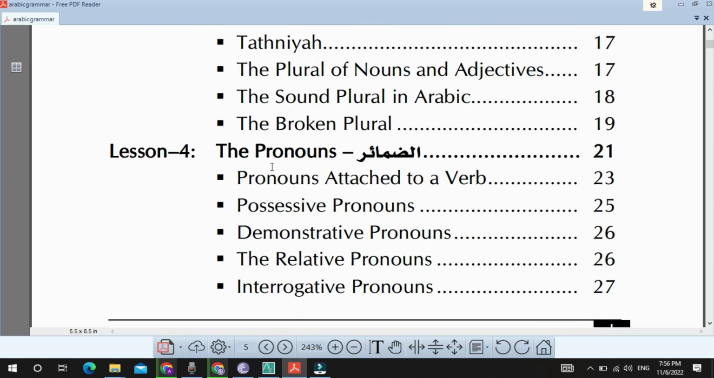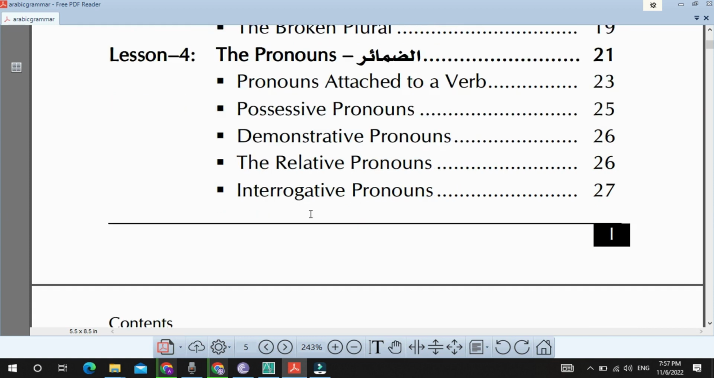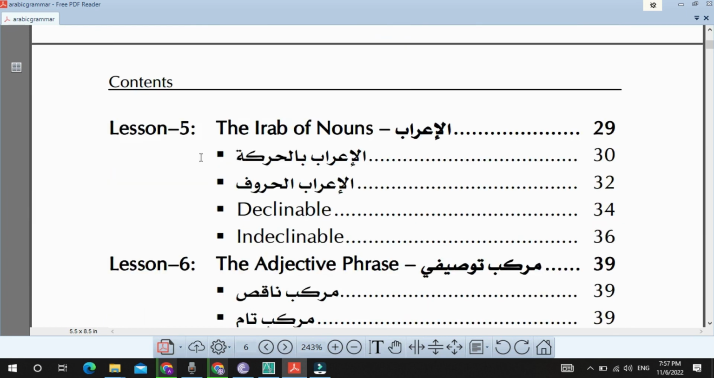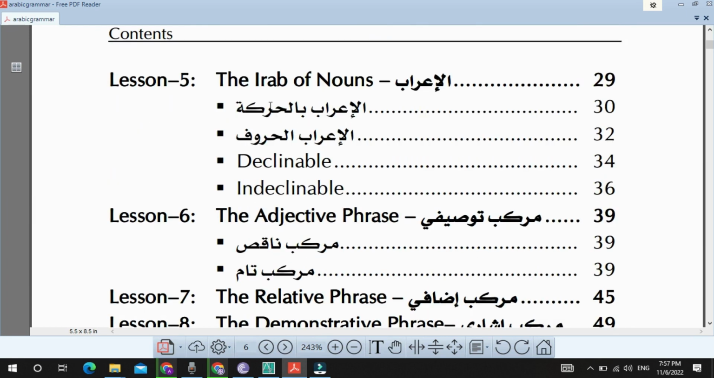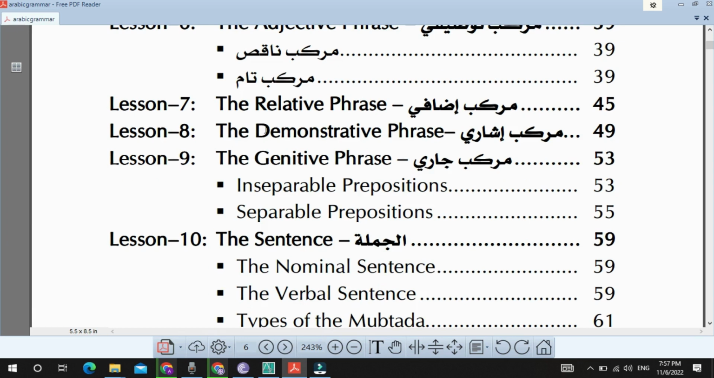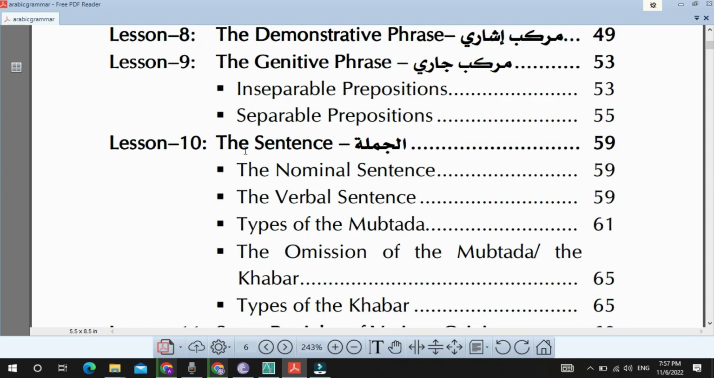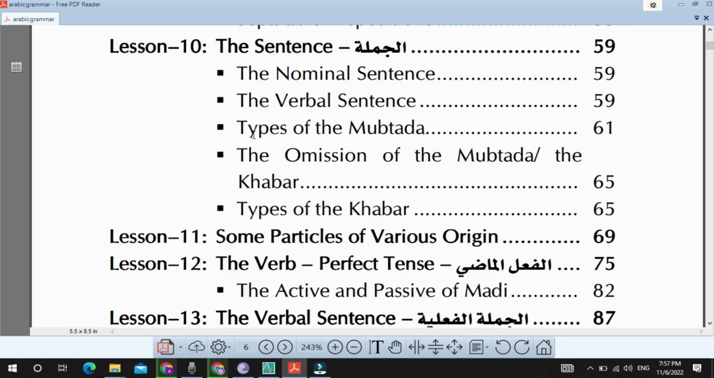And lesson number 4 is the pronouns: pronouns attached to a verb, possessive pronouns, demonstrative pronouns, relative pronouns, interrogative pronouns. Lesson number 5 is the i'rab of nouns. This is a very important lesson. Lesson number 6, the adjective phrase. Lesson number 7, the relative phrase. Lesson number 8, the demonstrative phrase. Lesson number 9, the genitive phrase. And lesson number 10 is regarding the sentence.